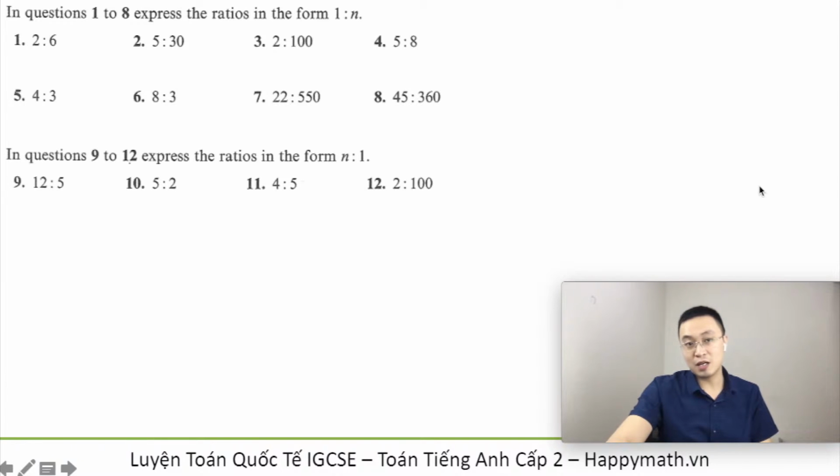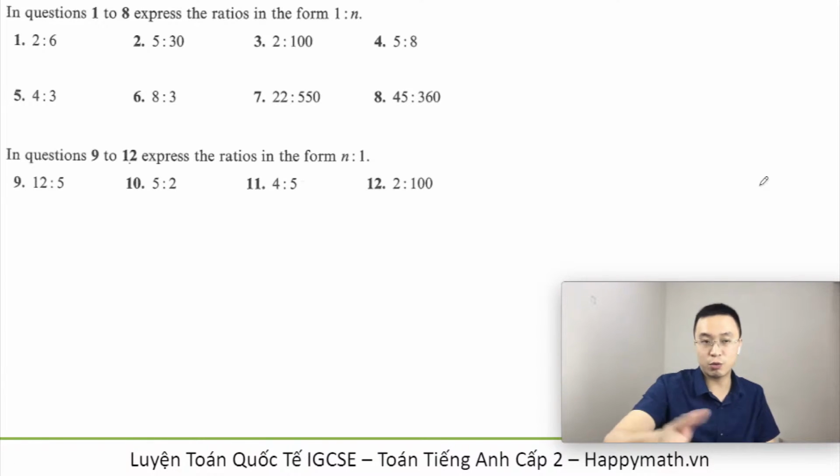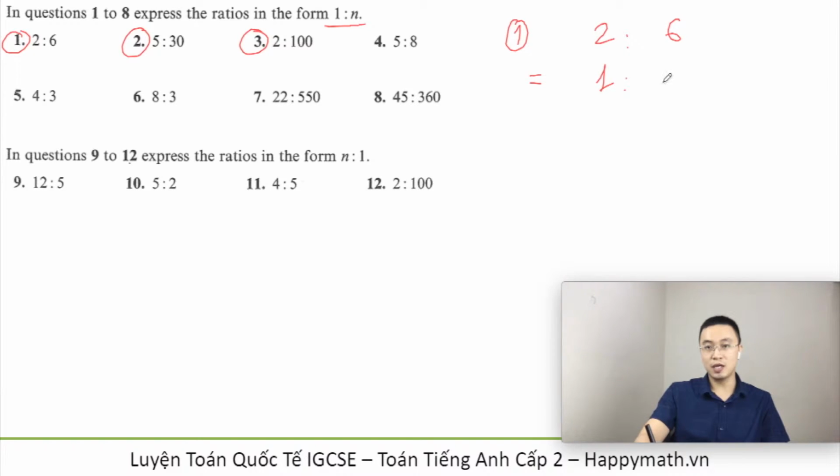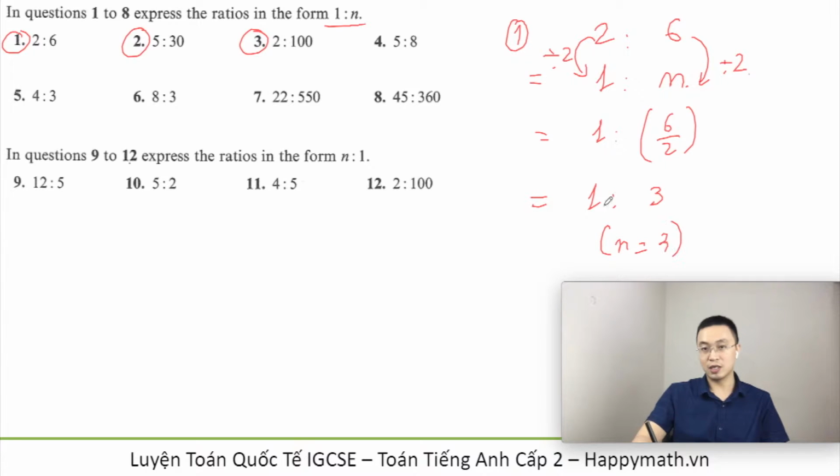And we have some exercises following on this screen. I will do the first three questions. Change these to the 1 over n form. Take equation 1 first: 2 divided by 6 has to become 1 divided by n. From 2 to 1, you divide by 2, so 6 has to be divided by 2 also. 6 divided by 2 is 3, so it will be 1 divided by 3. So n equals 3. That is the first example.